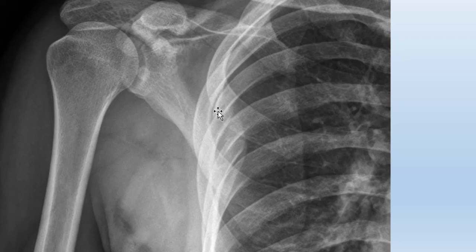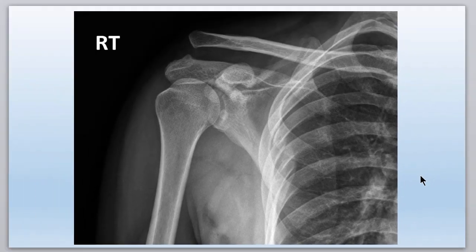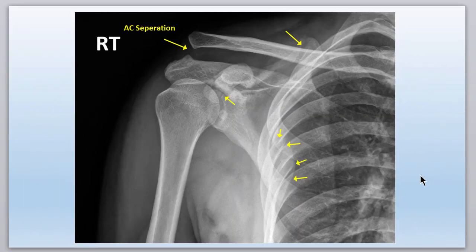Look, there's a huge disruption of the cortices here. That's right. So we have a fracture of rib number 1, 2, 3, 4, 5. Rib 5 is fractured. Rib 6 is fractured. Rib 7 is fractured, kind of the lateral, posterior lateral part of the rib. So good, rib fracture. Let's move on. There's just some arrows to help point those structures out.